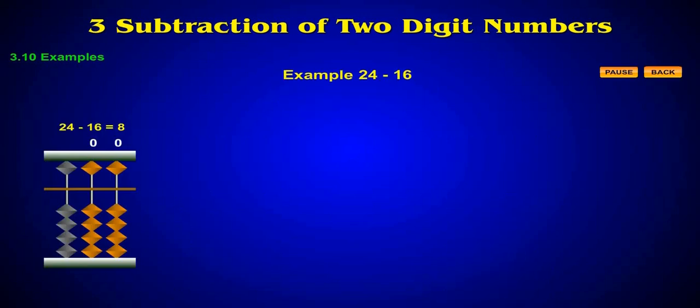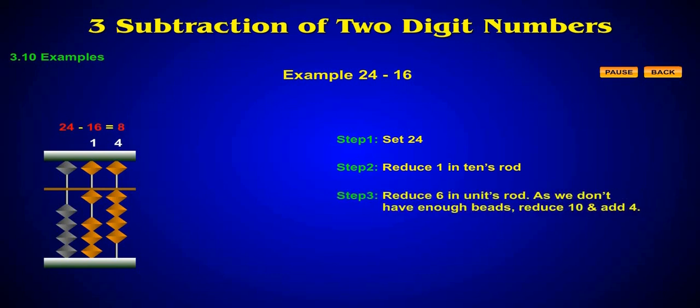Example: 24 minus 16. Step 1. Set 24. Step 2. Reduce 1 in tens rod. Step 3. Reduce 6 in units rod. As we don't have enough beads, reduce 10 and add 4. Step 4. Count the beads.